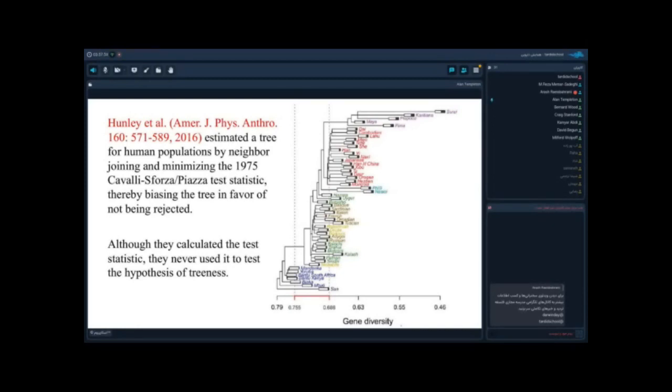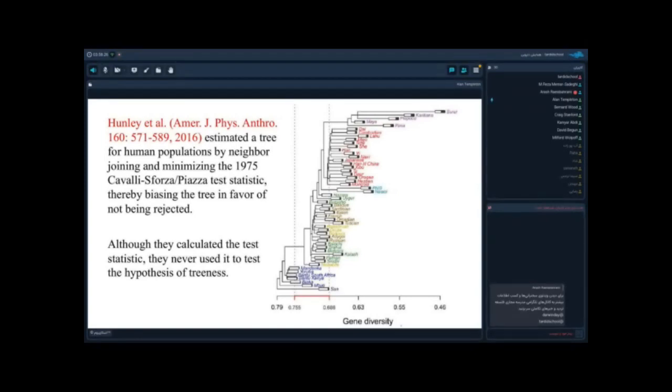So what Hunley et al. did, they used neighbor joining to get an initial approximation to the tree, and then they looked at alternatives and calculated the test statistic and found the one that minimized the test statistic. And so this is a neighbor joining tree that has been modified to minimize the test statistic of Cavalli-Sforza and Piazza. And since it's minimized, that means it's biased in favor of the null hypothesis of being a tree. That is, treeness would be accepted.